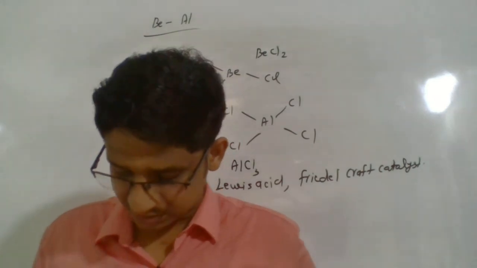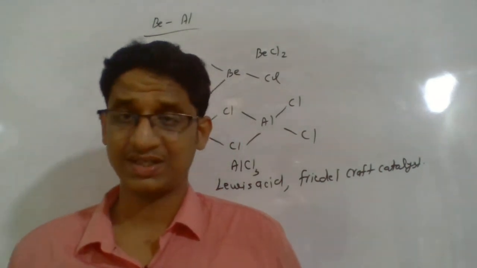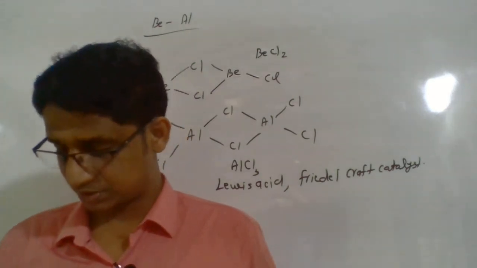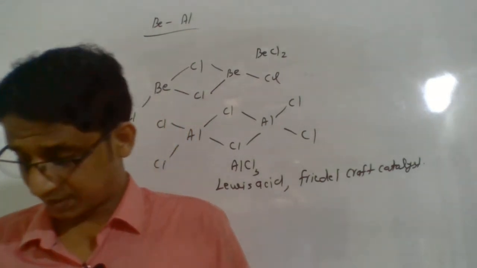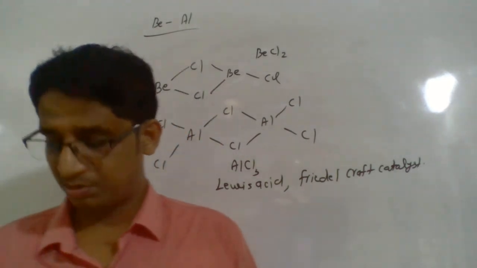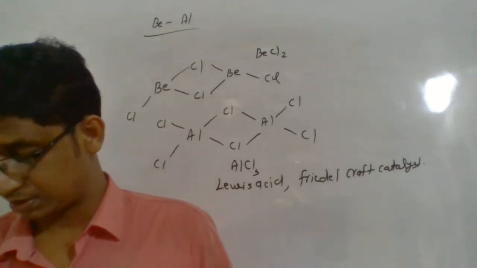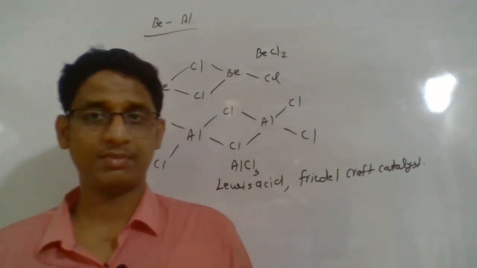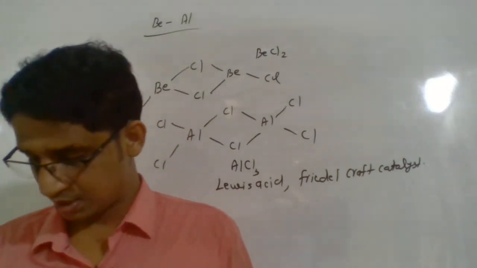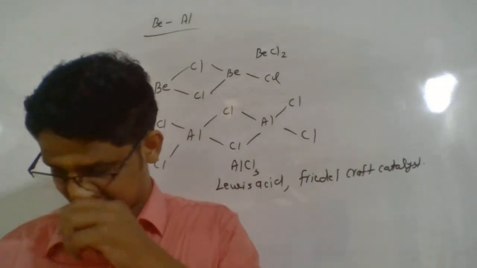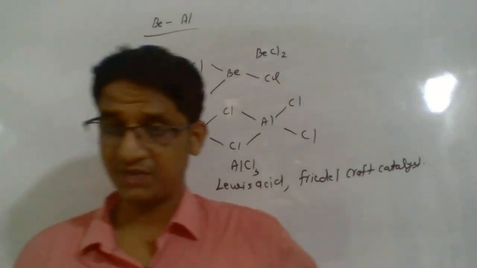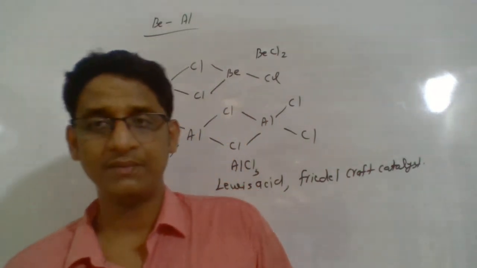Next point, beryllium oxide and aluminium oxide are amphoteric in nature, and beryllium hydroxide and aluminium hydroxide are amphoteric in nature. And next, they form carbides. Carbides on hydrolysis give methane gas. That's the next point. Then beryllium and aluminium have a tendency to form complexes like BeF4 4 minus and AlF6 3 minus. Then alkyl compounds of beryllium and aluminium are electron deficient compounds with a metal-carbon-metal bridge bond.